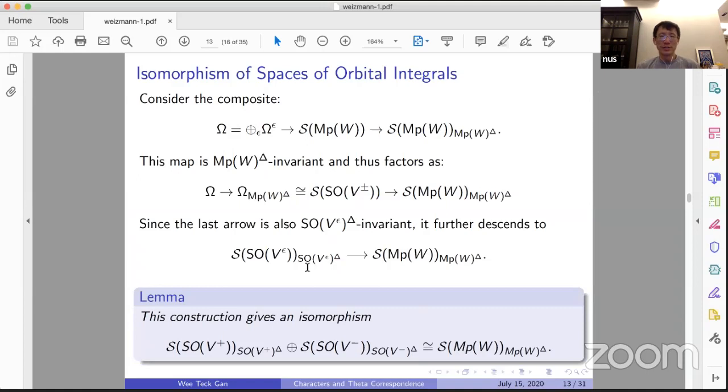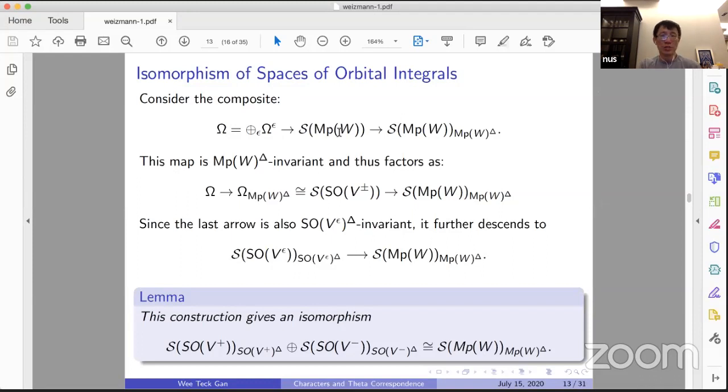I mentioned that this is a correspondence, so it's not a map. But the third bullet point in that slide was that if you pass to the space of orbital integrals, then you actually have a well-defined map. This is the slide that explains this point. We have this map P from omega to the test functions of MPW. The previous lemma tells me some equivariance properties of this first arrow: we know it is OV diagonal invariant, and it's MPW cross MPW equivariant.